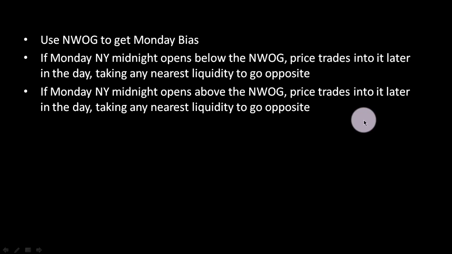Now, this is what I mean. The new week opening gap is not exactly on Monday's New York midnight open. It's on Sunday. For Forex pairs, the market opens Sunday at 5 p.m. New York time. But normally we don't trade till Monday. On NASDAQ, the market opens Sunday at 6 p.m. So from the close of Friday to the opening of price on Monday, price usually leaves a gap.